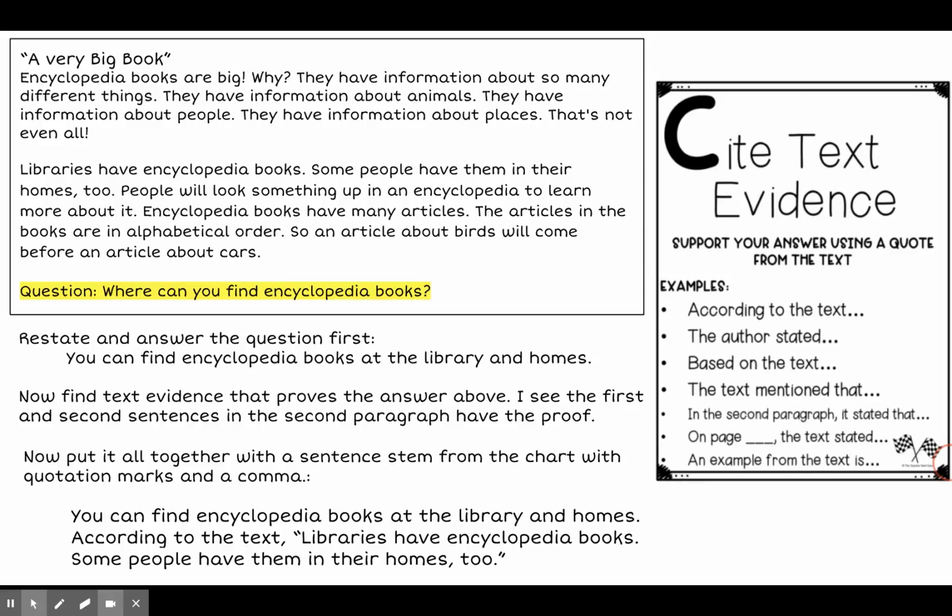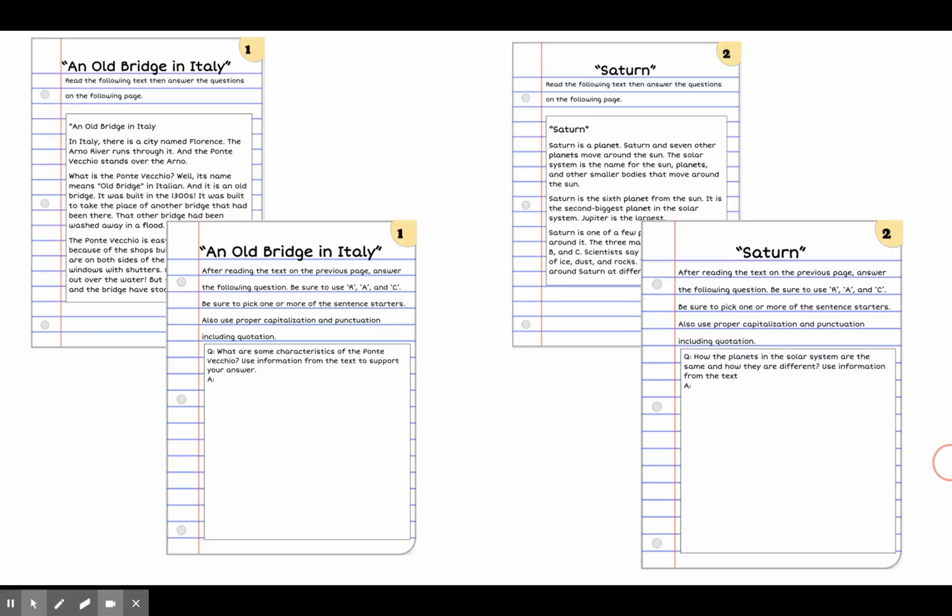So let's look at what your tasks are. Notice that you have an Old Bridge in Italy, and again, it is 2 pages. You'll have the text on one page and the question on the other. And you also have Saturn. Again, it's on 2 pages, the text on one and your question on the other. You only have to answer one question today, and I want you to make sure that you restate the question, you answer the question, and then find at least one sentence that you can use to prove your answer, and then you're going to put that in quotation marks in your answer.